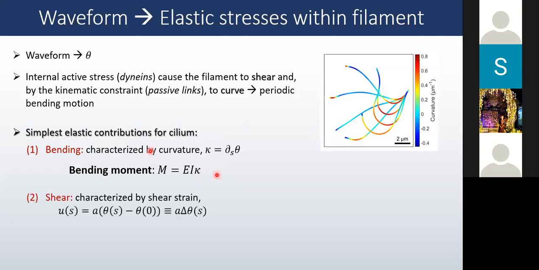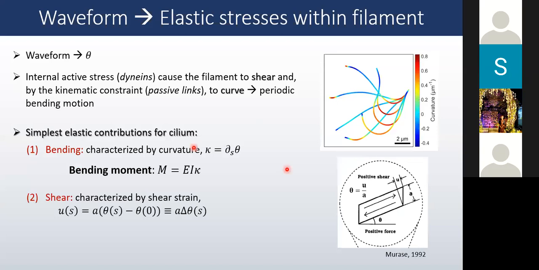And the second contribution, for the shear part, is characterized by U. Now, what is U? Because the filament has a fixed length, even though the dynein motors are shearing it, you can relate the shear strain, or the shear displacement caused by the dynein motors, to the tangent angle. You subtract the tangent angle at a particular arc length minus that at the base, and this is what I call the shear angle. This is nothing but this term. So theta is still our main important dynamical variable.